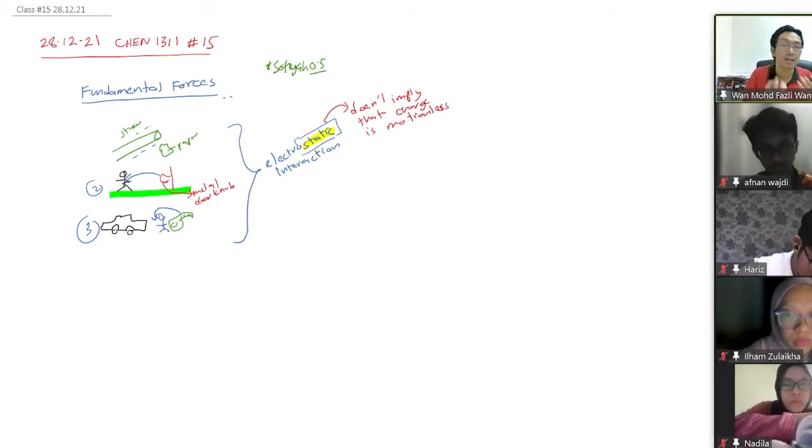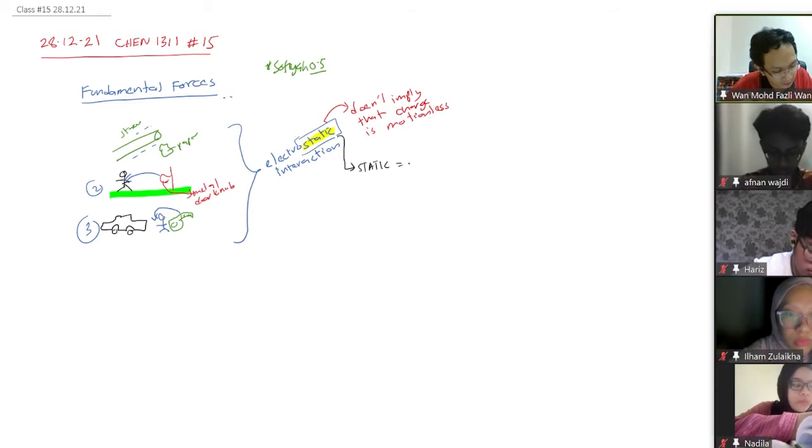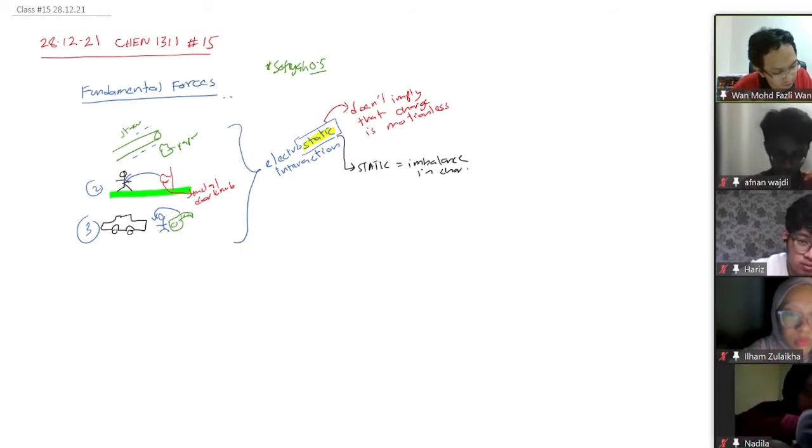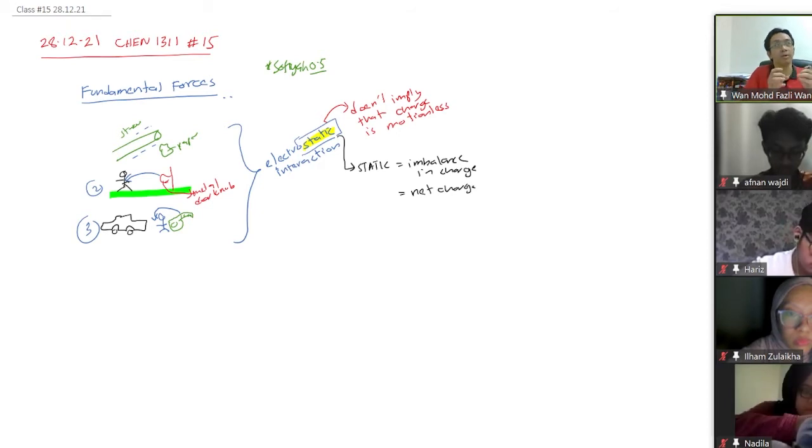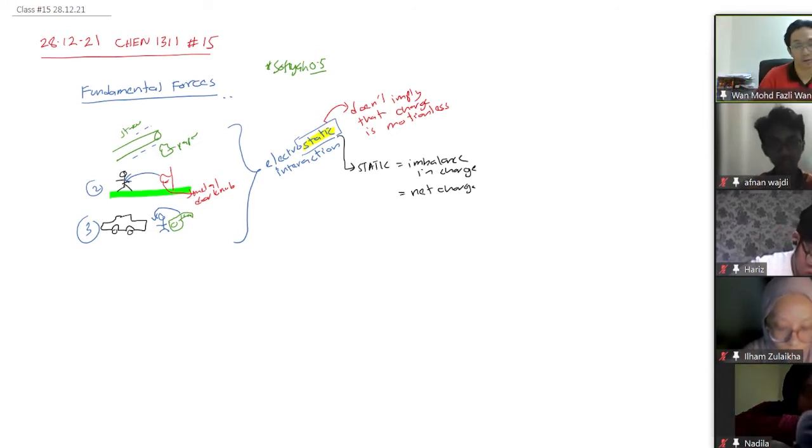So it's much better for you to view static as an imbalance in charge. It's much more accurate. When you talk about static, talk about the net charge, rather than thinking about the movement of something that is not moving. So it's just a convention. They call it electrostatic.